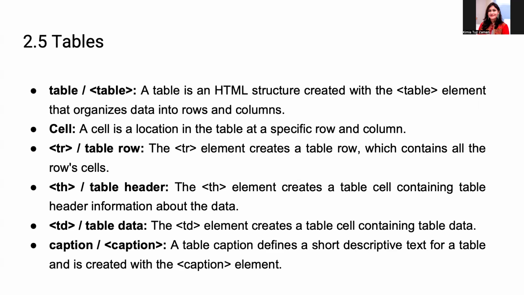We can also give our table a title using a caption tag, and the browser will display it above the table. So table tag is the big box, and tr is for rows, th is for headings, td is for data, and caption gives your table a title. So in the next slide, we will see how these all work together with an actual example.